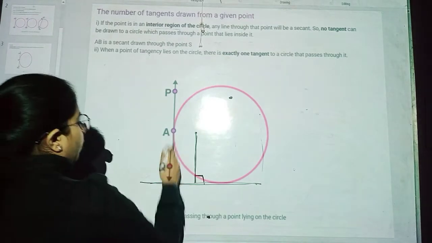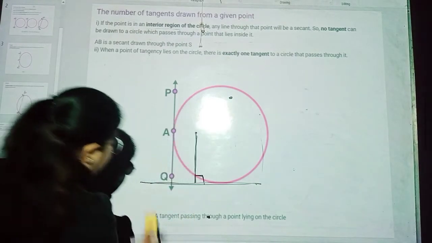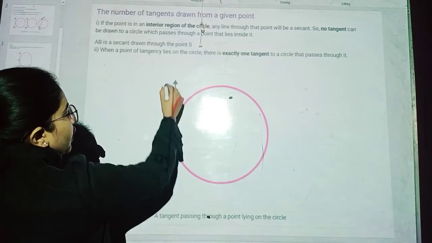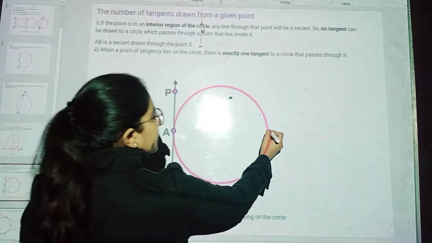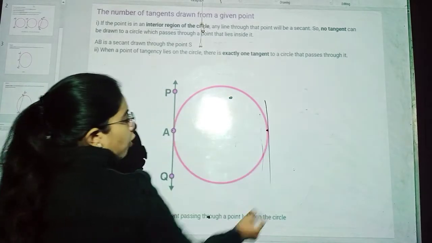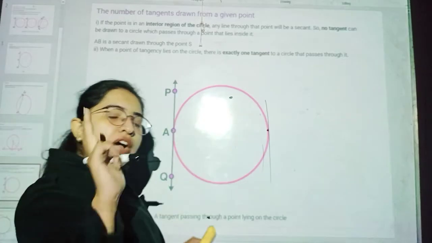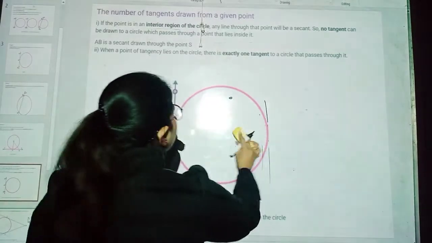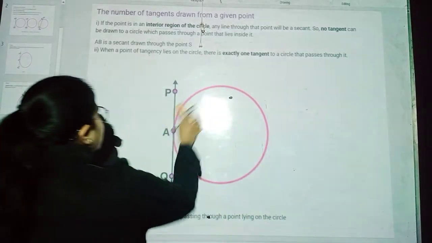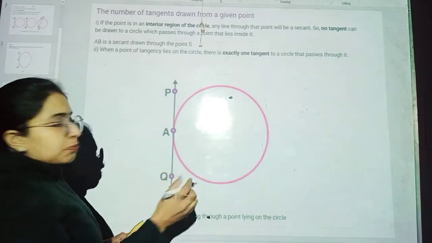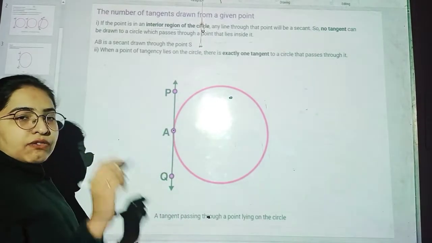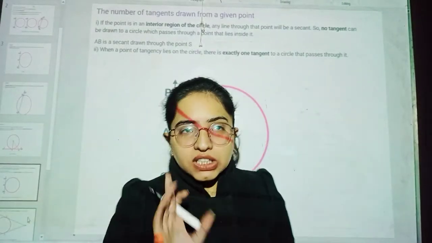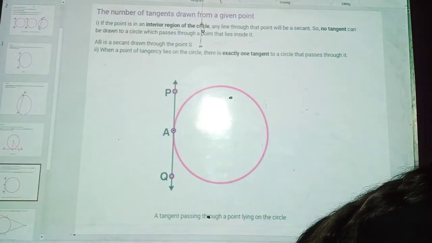Next is the number of tangents drawn from a given point. From one point on the circle you can draw only one tangent. If you take this as a point, you can draw one tangent. If you take another point, you can draw one more tangent. From 1 point you can draw only one tangent. This condition is only for a point that must be on the circle. If the point is on the circle, then you can draw one tangent only, right?